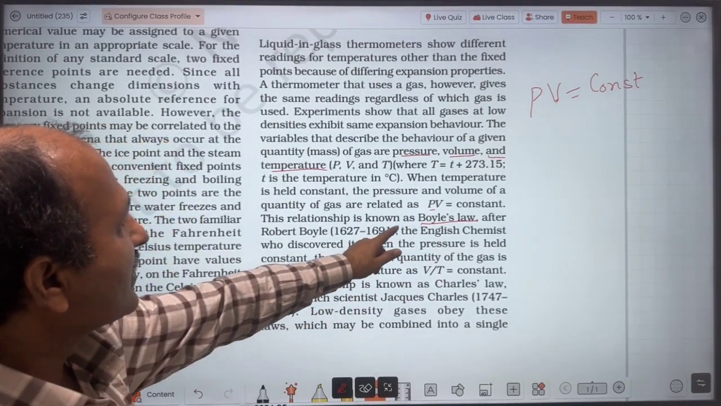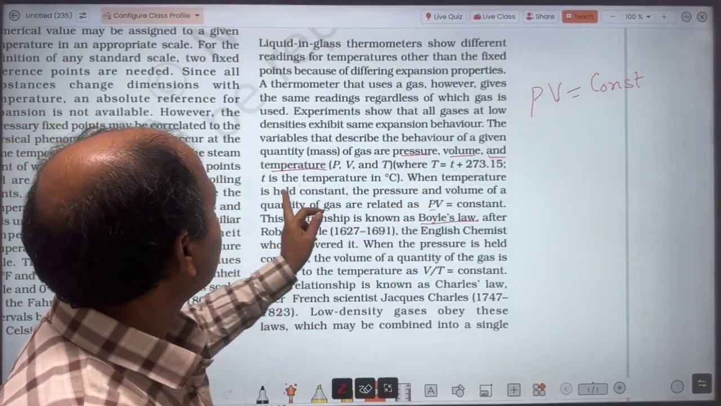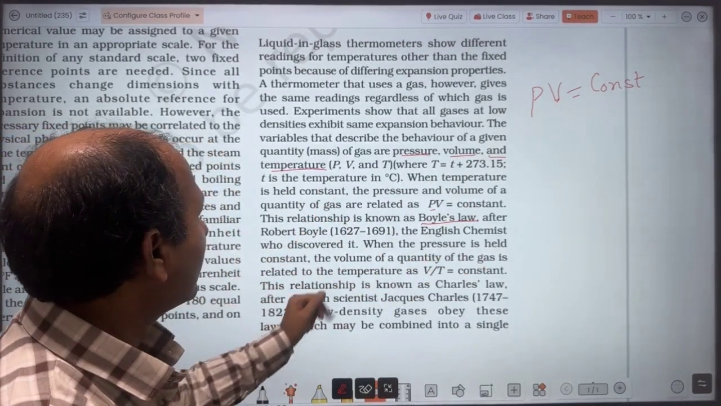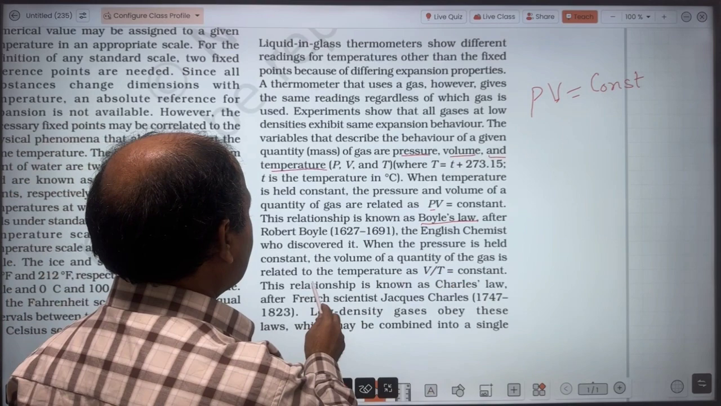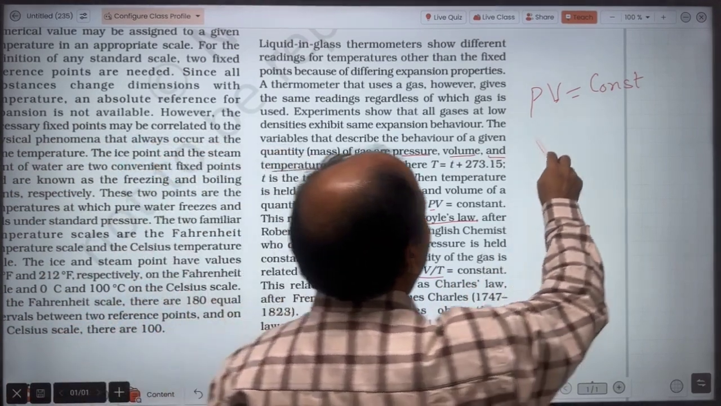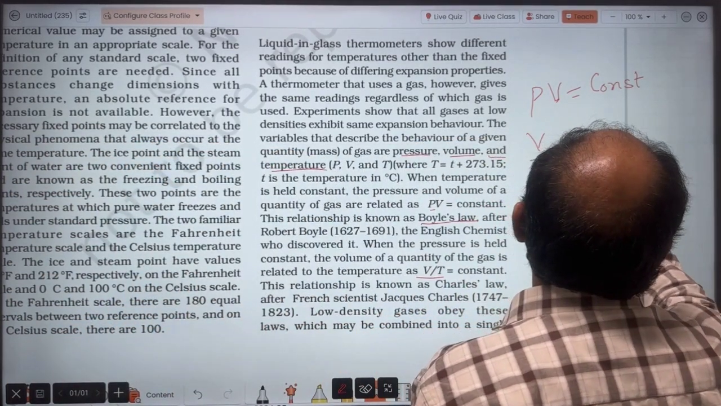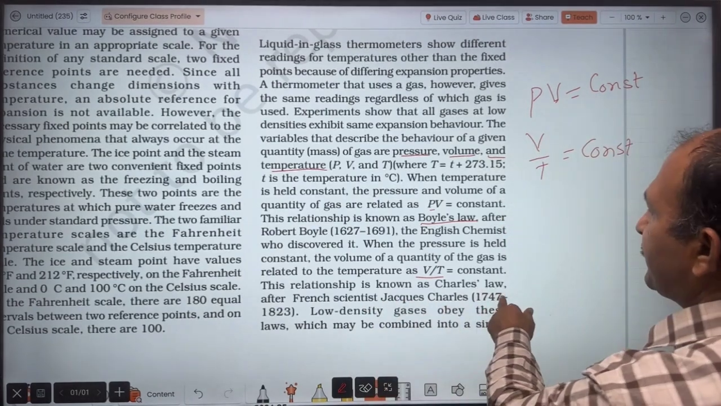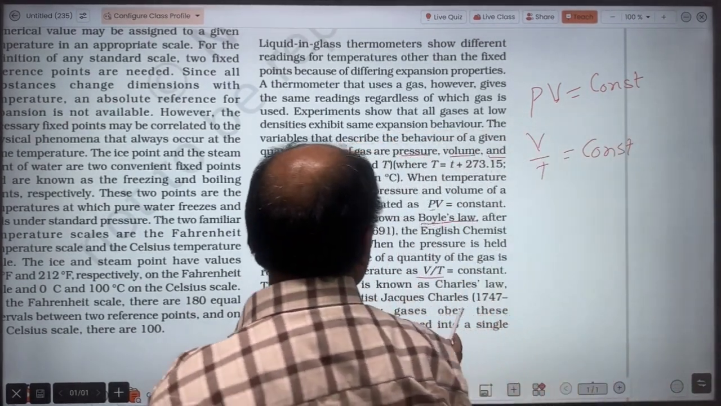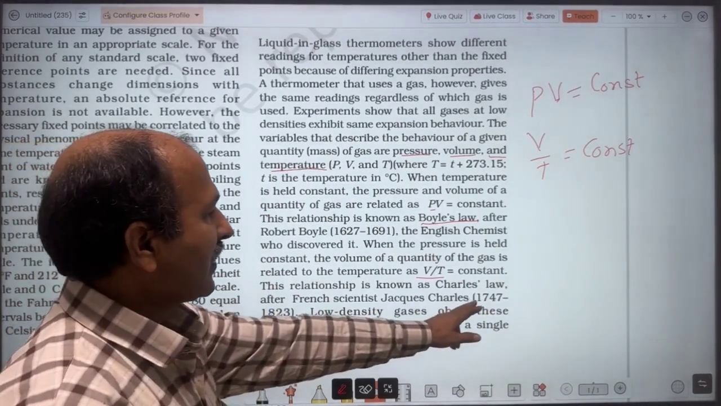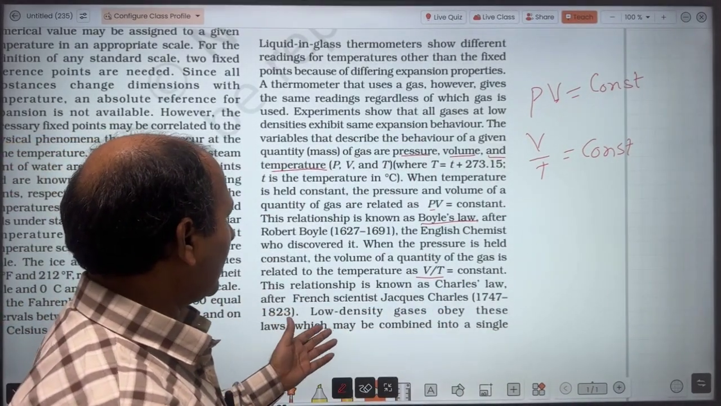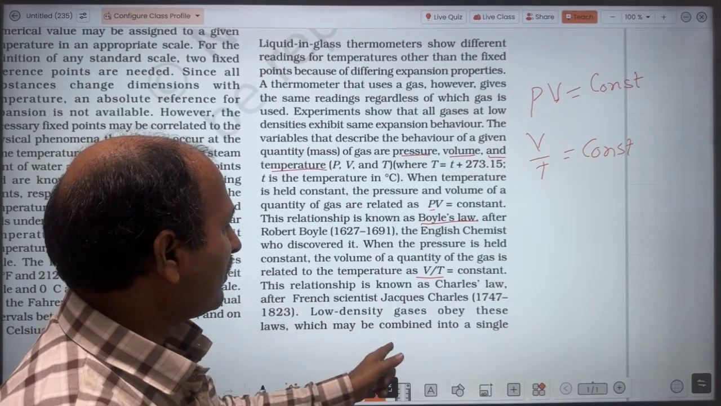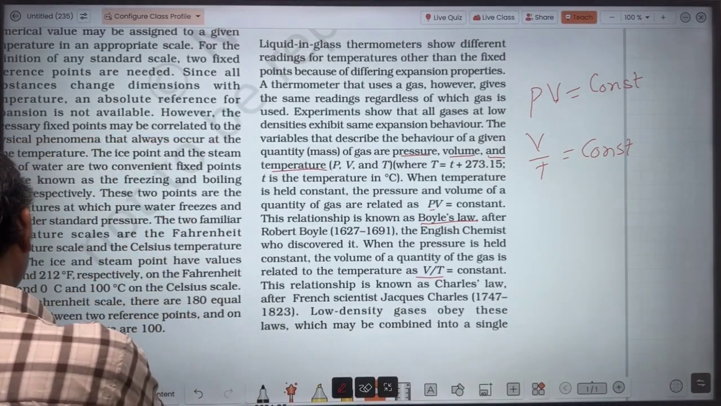Now in the previous case, the temperature was held constant. Now in this case, when the pressure is held constant, the volume of a quantity of gas is related by the relation V upon T equal to constant. Right? This is the second law. This is called Charles' law after the French scientist Jacques Charles, 1747-1823. Now, low density gases obey these laws, which may be combined into a single equation.